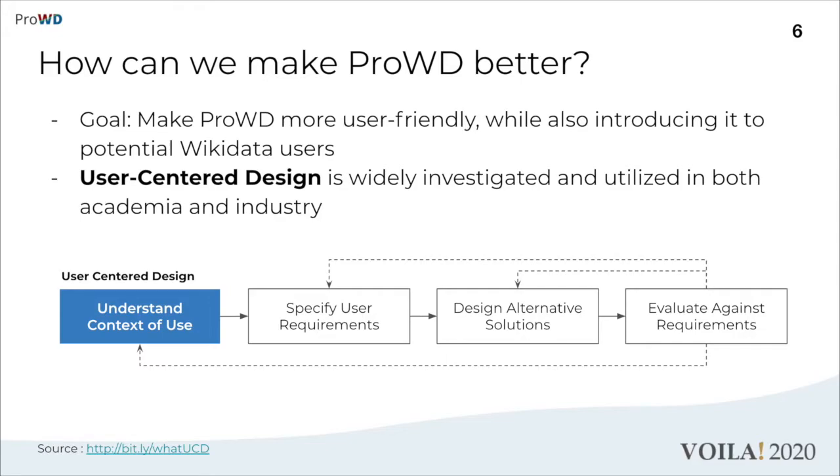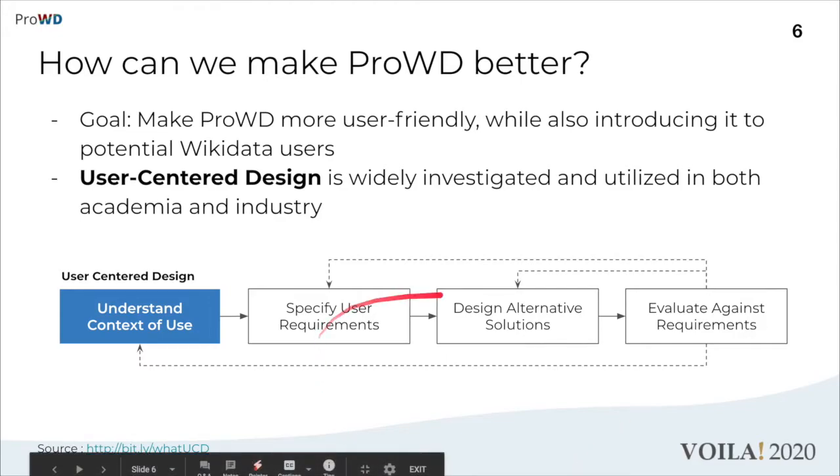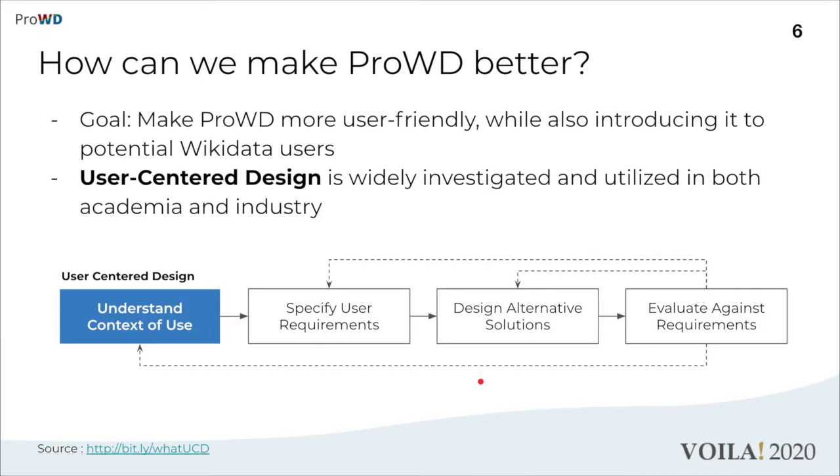It is an approach which comprises 4 main basic activities. Firstly, we understand the context of use of the product, and then specify the user requirements, and then with those requirements, we can design the alternative solutions. Then those solutions are evaluated against the requirements we've established previously. So UCD, as its name suggests, centers the users in the development process, which means that the user is involved and kept in mind throughout the entire process.